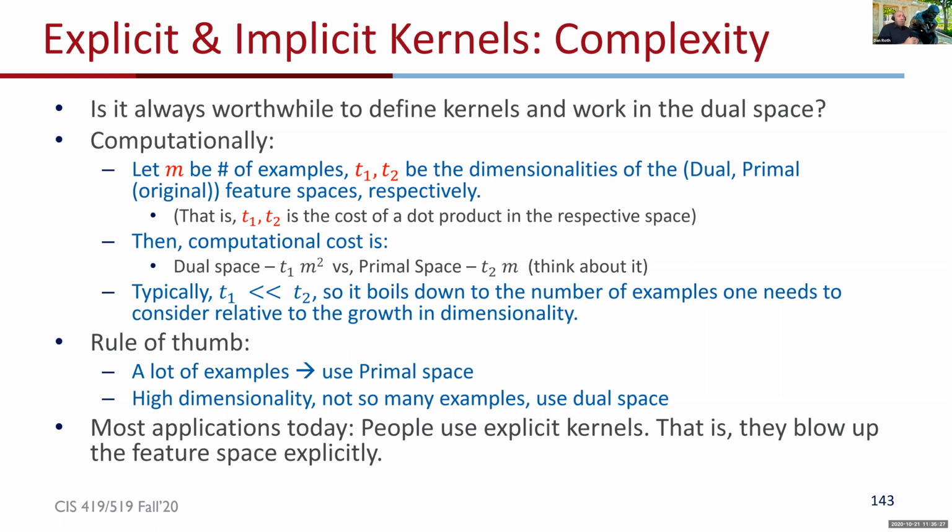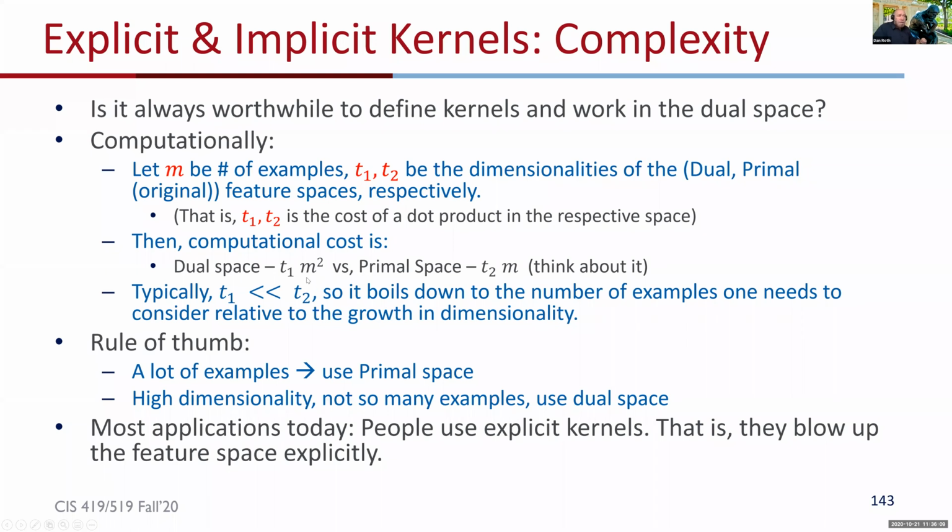Okay, so what is the cost of running the perceptron in the primal space? It's T2 times M, right? So essentially, what are you going to do in order to get your prediction, your W? You're going to do M dot products, right? With all the examples, you're going to go over each example, update the W, and you're done. So order of M times T2.